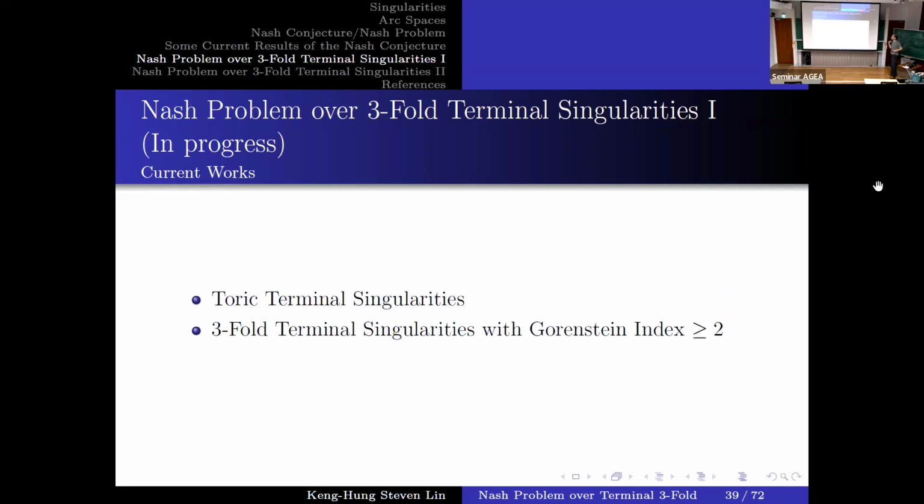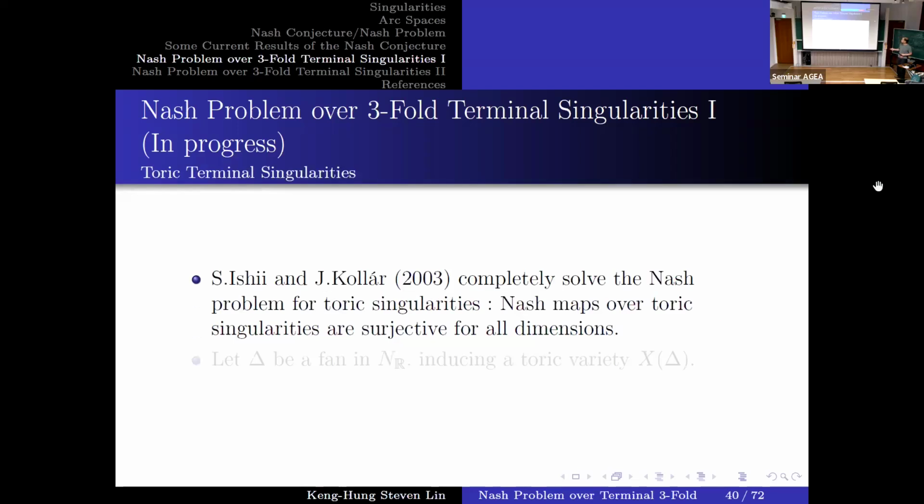Okay, so my work focuses on two cases. The first case is toric terminal singularities. The second case is threefold terminal singularities with Gorenstein index greater than 1. So first let's talk about toric terminal singularities.